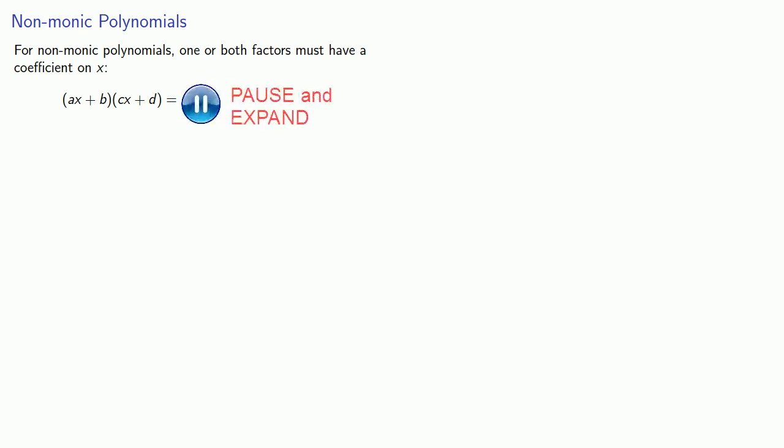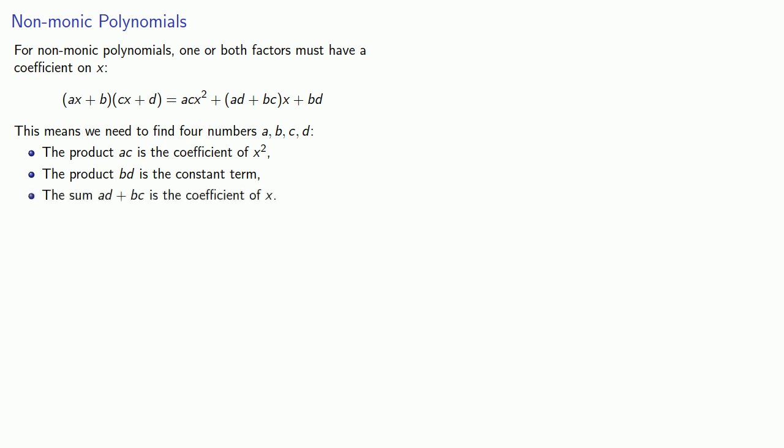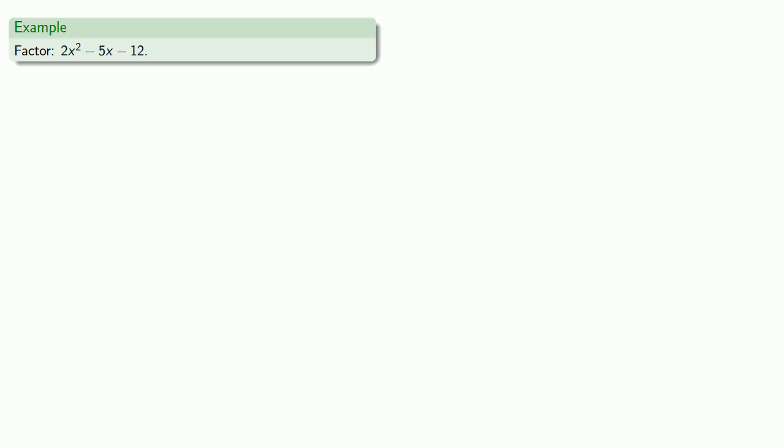What if we have non-monic polynomials? In that case, one or both factors must have a coefficient on x. So ax plus b times cx plus d will be equal to acx squared plus (ad plus bc)x plus bd. And this means we need to find four numbers a, b, c, and d, where the product ac is the coefficient of x squared, the product bd is the constant term, and the sum ad plus bc is the coefficient of x. Good luck!